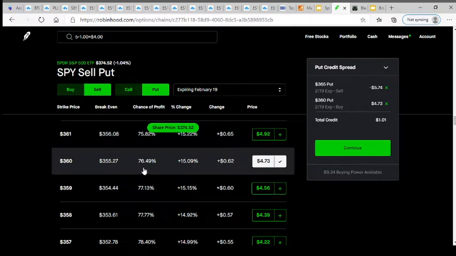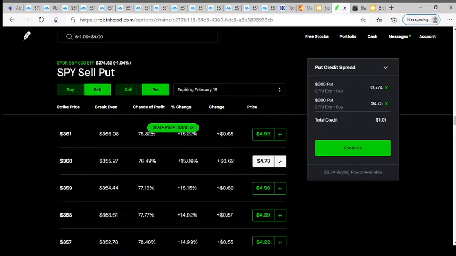You have a 76% chance of this being out of the money at expiration. So if you think about it, your probability is incredibly higher than your risk to reward. You have to always keep that in mind when you are doing credit spreads. Your probability will always be incredibly high. Your risk to reward will be lower, but your probability makes up for it.